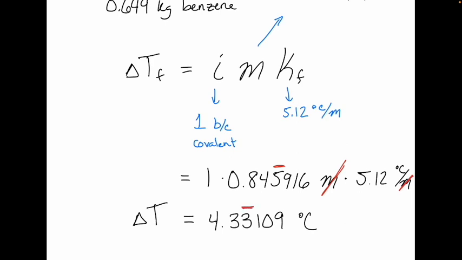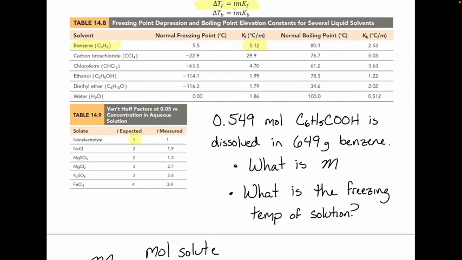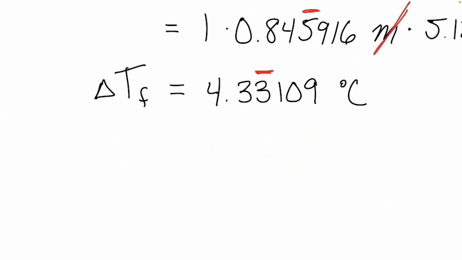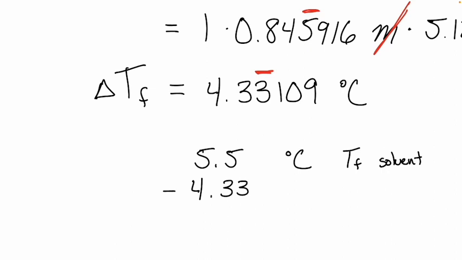This is my freezing temperature. No, this is the change in freezing temperature, right? So I've got to go back to my table. I've got to grab my freezing point of my solvent, benzene, 5.5 degrees Celsius. Okay, 5.5. This is my Tf of my solvent, benzene. And then am I going to add or subtract that delta T? Subtract, right? Freezing points always go down. Freezing point depression. So minus my 4.33109.